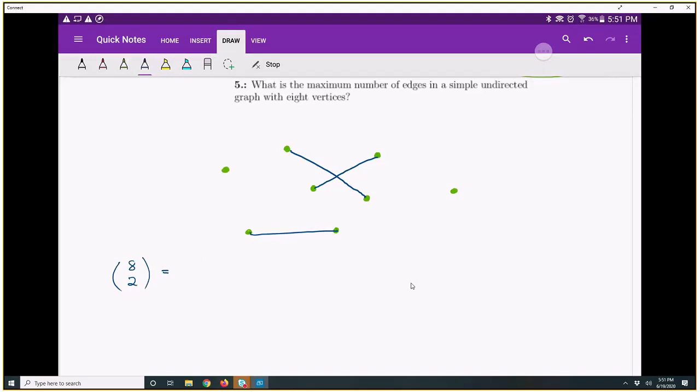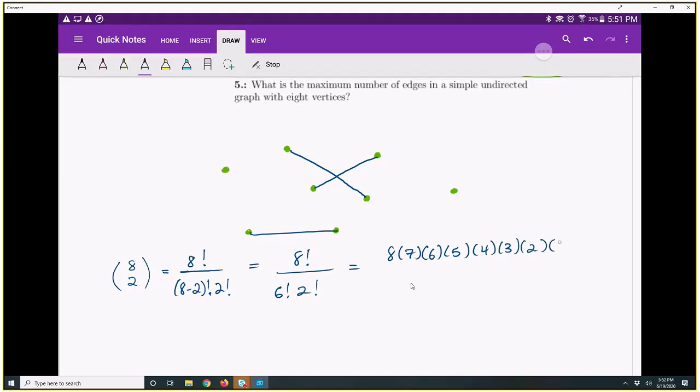So 8 choose 2, we know that's 8 factorial over 8 minus 2 factorial times 2 factorial, which is 8 factorial over 6 factorial times 2 factorial. And I'll just work it out one time to remind us how the factorials are working. We'll have 8 times 7 times 6 times 5 times 4 times 3 times 2 times 1. That's 8 factorial on top. Then 6 times 5 times 4 times 3 times 2 times 1 from the 6 factorial. I also have 2 factorial, so I have 2 times 1.